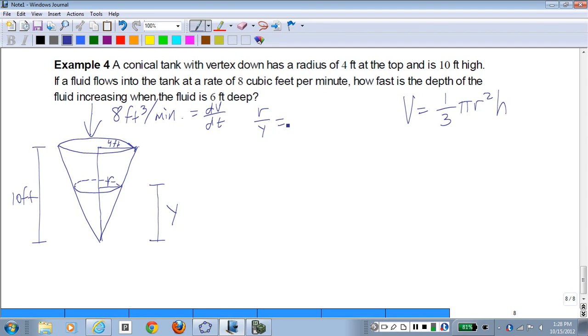For this particular right circular cone, it's always equal to what? Maybe put the y right here. R is to y as 4 is to what? 4 is to 10, because the entire tank is 10 feet. So r is to y as 4 is to 10.